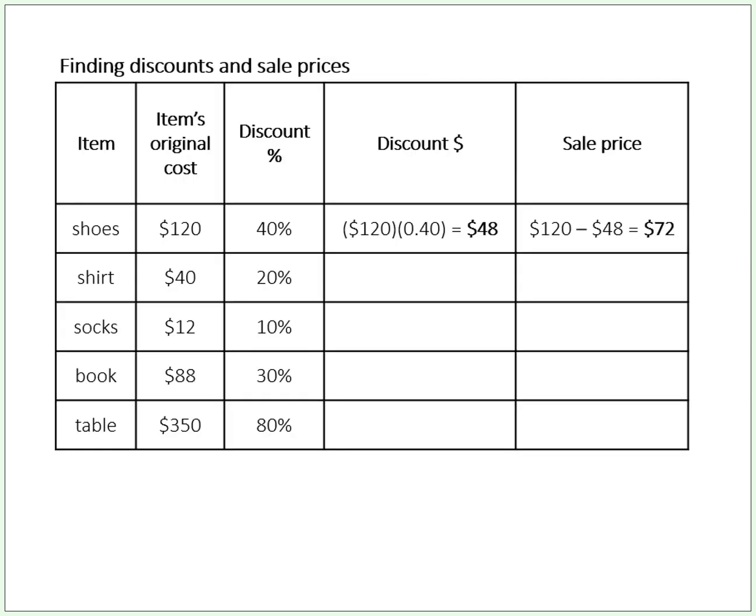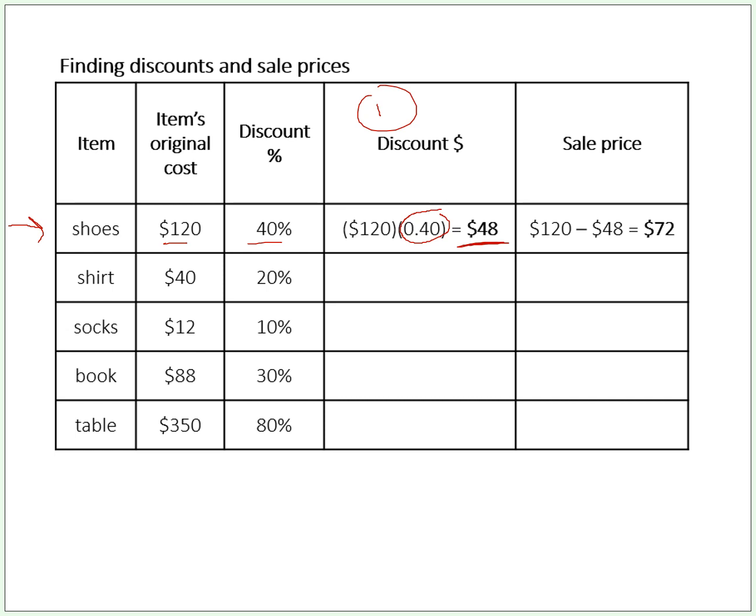Now let's talk about actual prices. So this first one is done for us. We have a pair of shoes we're looking at. It costs $120. It's on sale for 40%. So step one is to figure out how much is taken off. And to find that, I'm going to multiply it by 40%. But I can't work with a percent sign, so I convert it to a decimal, which is 0.4. This is how much then is discounted off.